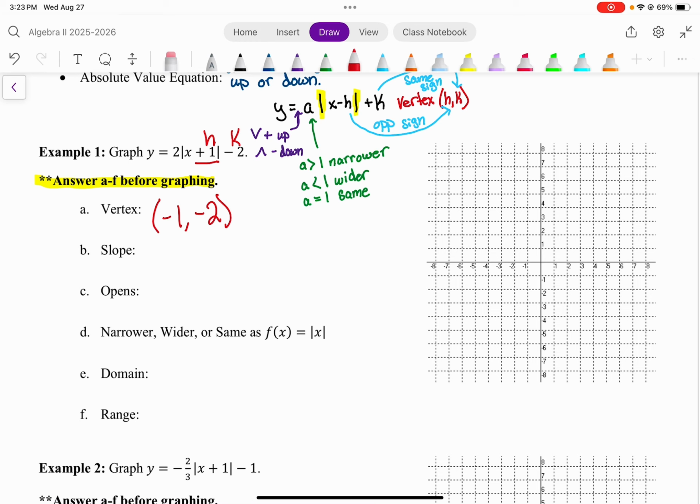Slope. Now, this might not be asked on a quiz or a test for the slope, but I want you to identify which number is going to give us the slope of part of our graph. And that is our a value. So our slope in this one is going to be 2 or 2 over 1. So that tells us when we are graphing part of our graph, we're going to be going up 2 and right 1. And this slope is going to be for the right side of the graph.